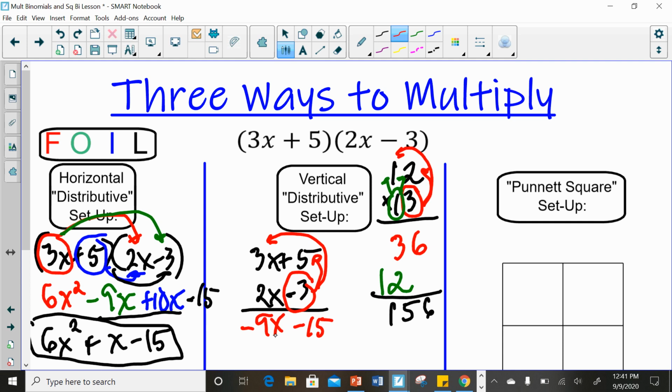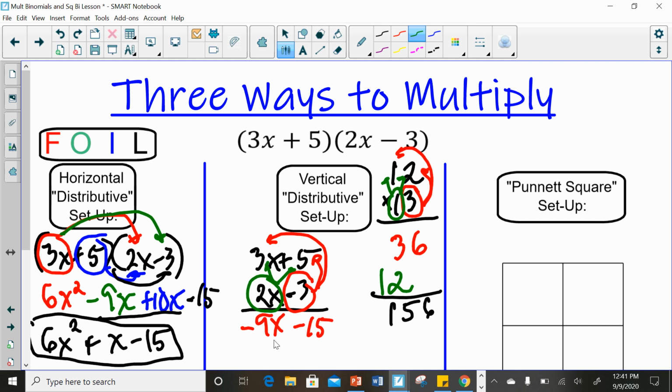Then we're going to do a second distribution. So we're going to take the 2x and now multiply it to everything. So you have to multiply it all the way through. So this 2x times the 5, 2 times 5 is 10x. This is the like term to 10x. So we're going to drop down and do another row just like we did here.